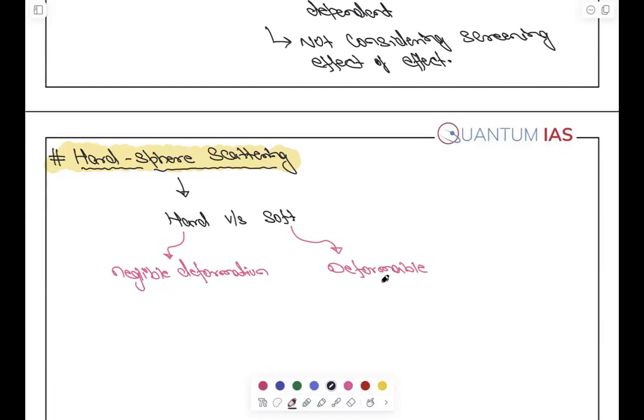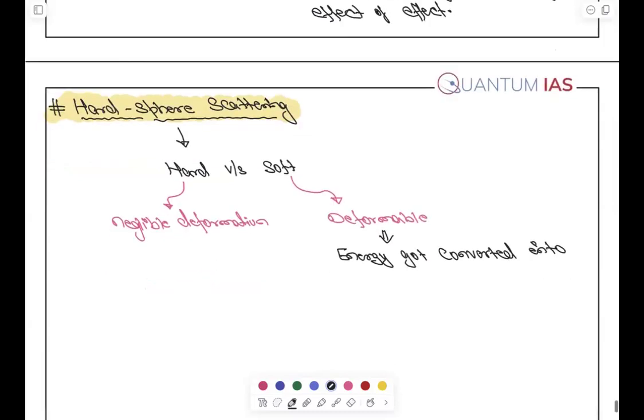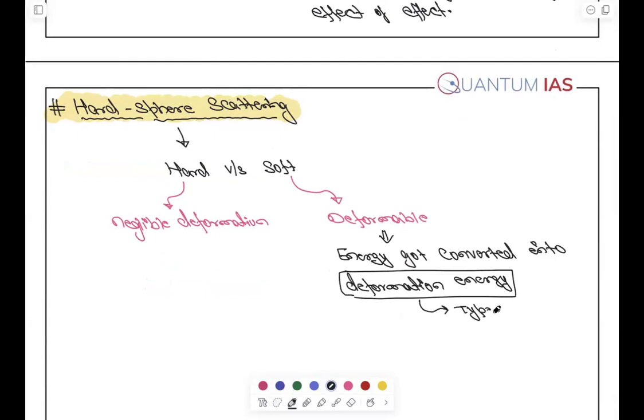So when it is deformable, can I say that, हमने पढ़ा था inelastic वाले में भी, when it is deformable, can I say that the energy got converted into potential energy और heat. Deformation energy? Let's call it deformation energy. Potential energy of deformation. ठीक है, that deformation energy, as you said, is a type of potential energy. There can be various types of potential energy. One kind is deformation energy.